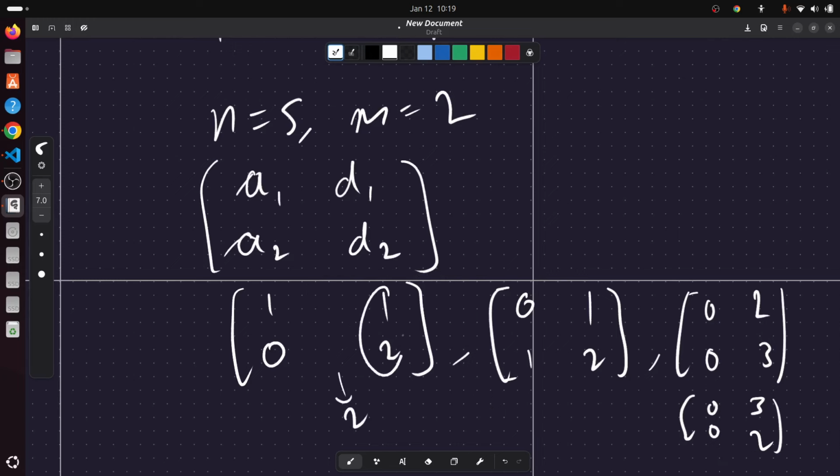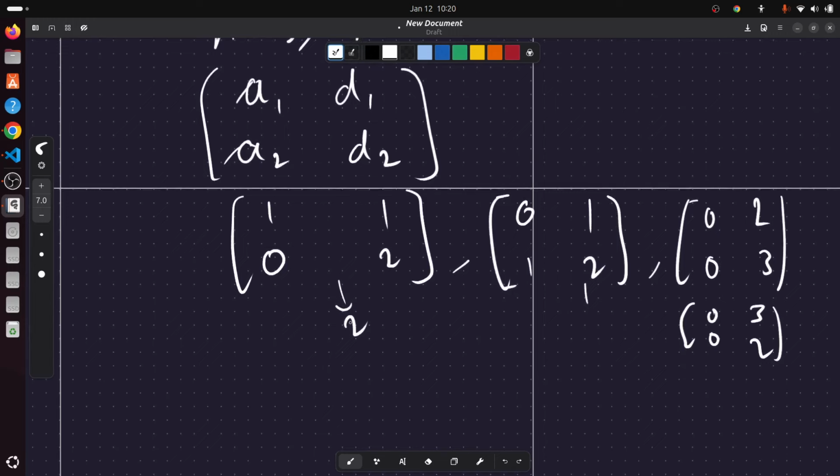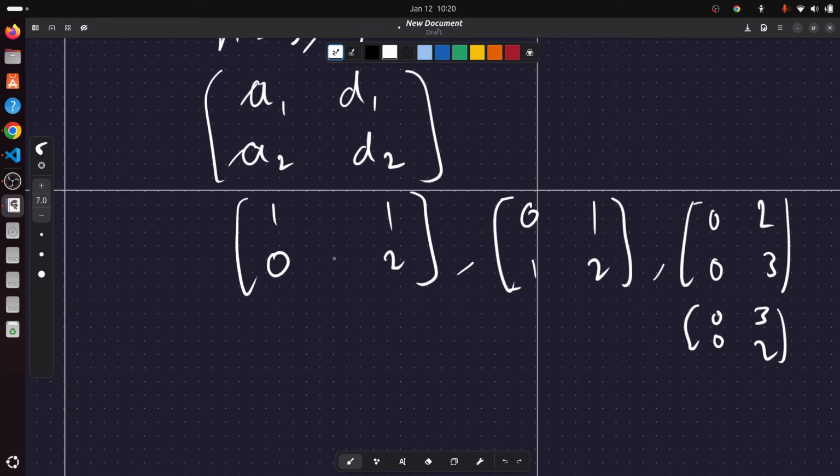2. Like D1 times D2 is 2. Then for this one, the answer is 2. Then for this one, the answer is 6. For this one, the answer is 6. So instead of just counting all the matrices like this, what I am doing is that I am fixing this sum, A1 plus A2. Okay. So like, for these two matrices, you can see that A1 plus A2 is equal to 1.